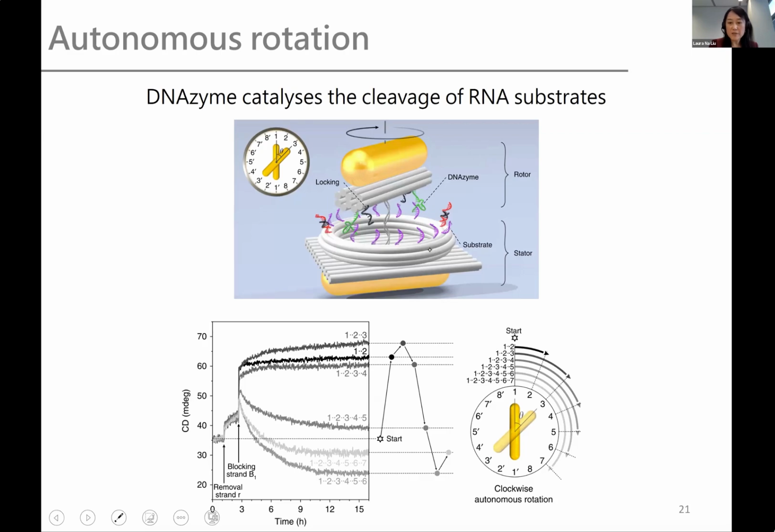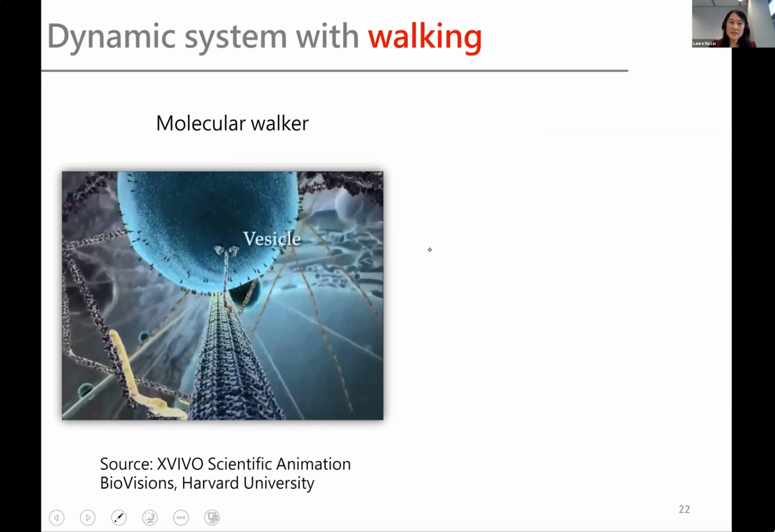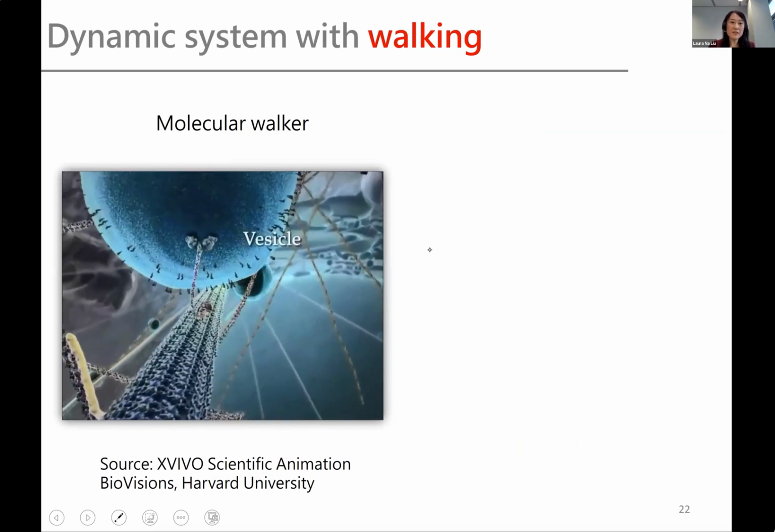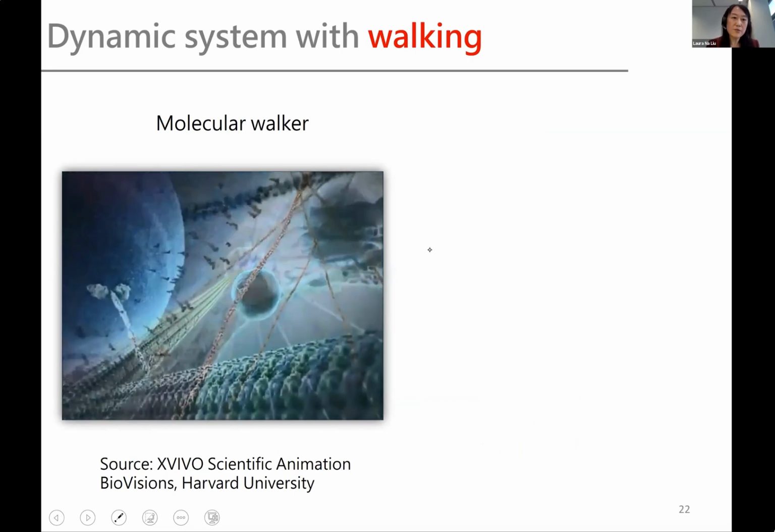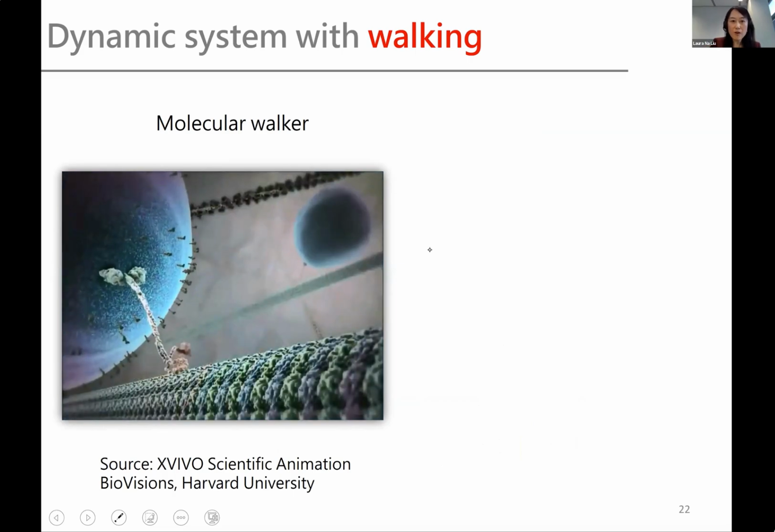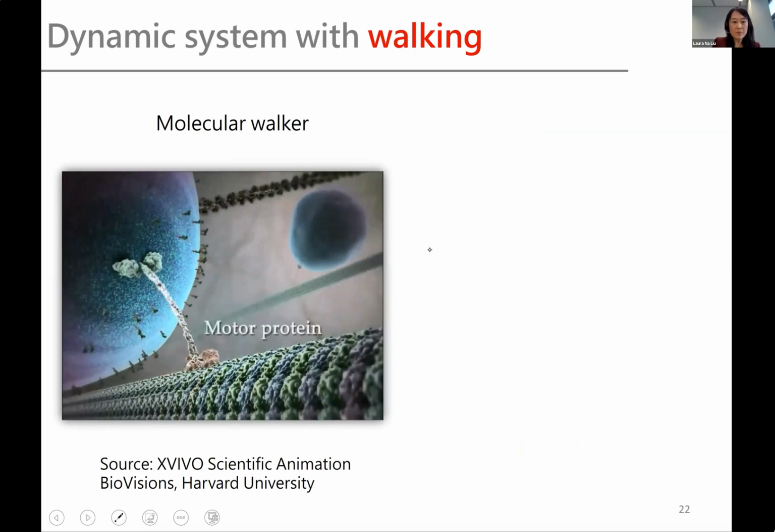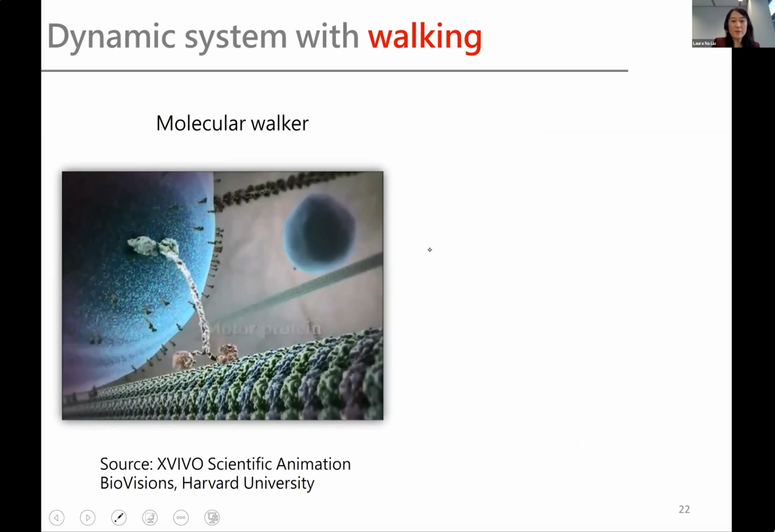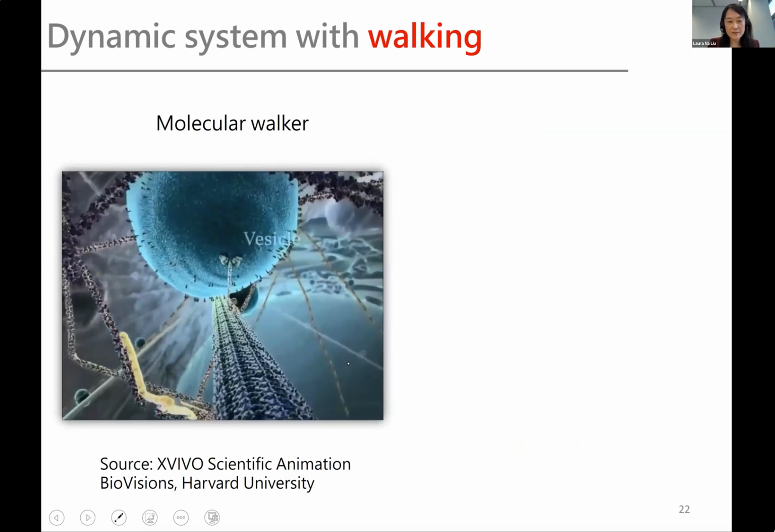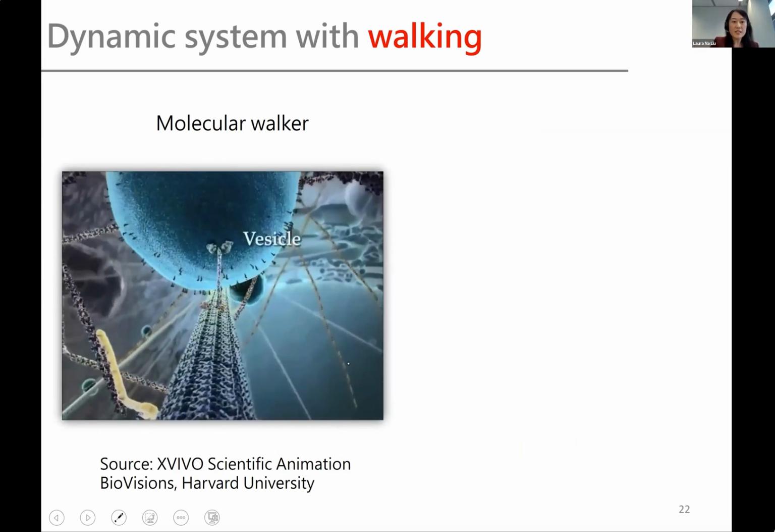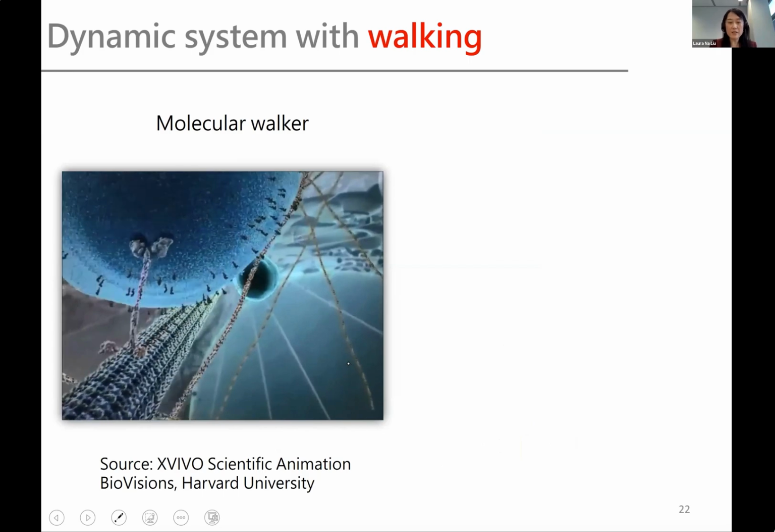Rather, I save time to show you the second example. The second example is a dynamic system with walking. I have briefly shown you this molecular walker, which can literally perform stepwise walking along microtubules. It carries this gigantic cargo and delivers it to different target destinations in living cells.